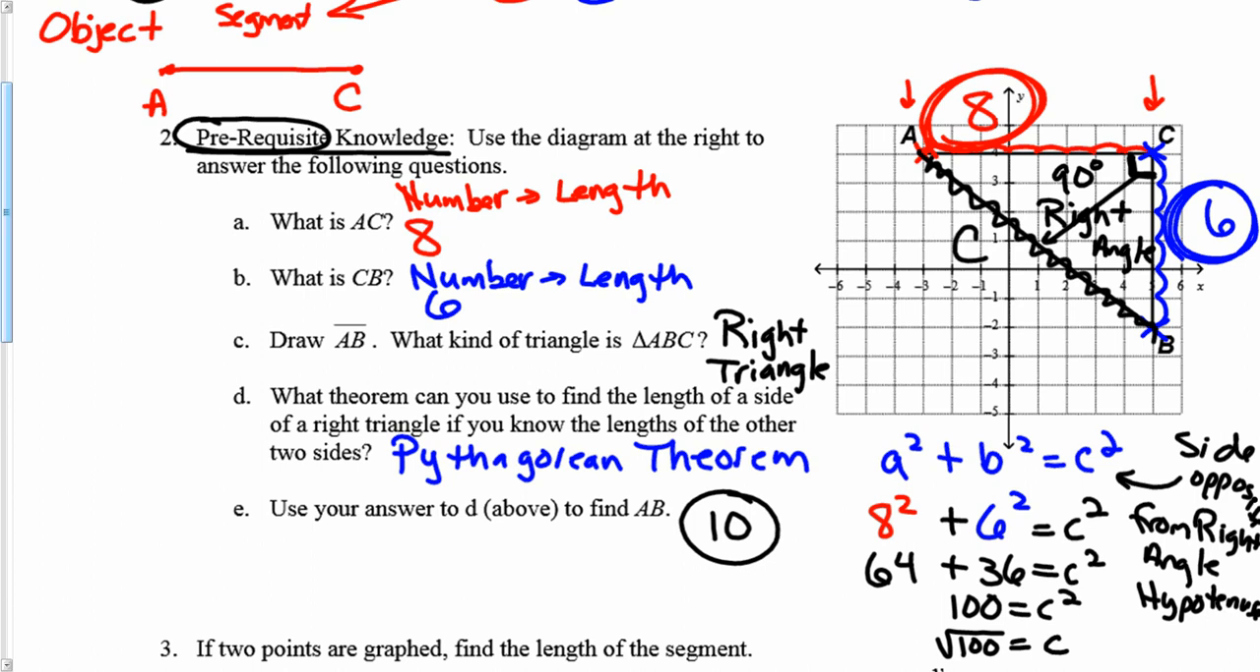So nothing here was new. We were counting, and we were doing Pythagorean theorem. Nothing was new.